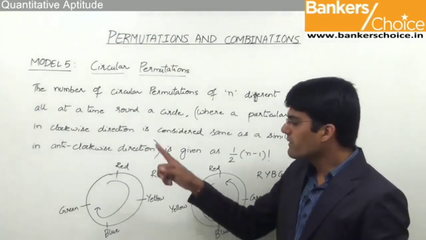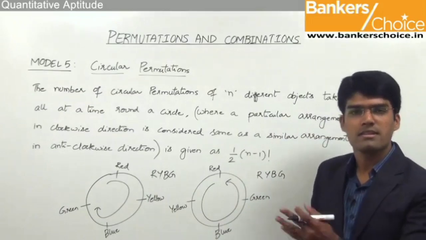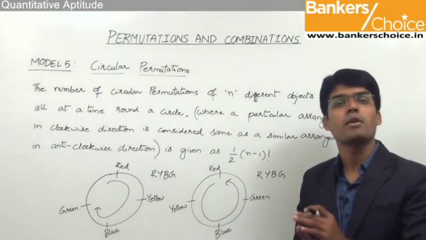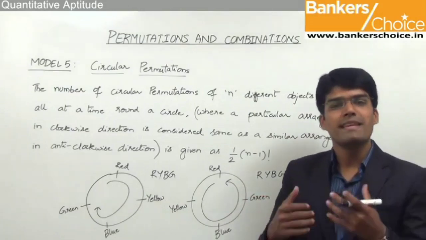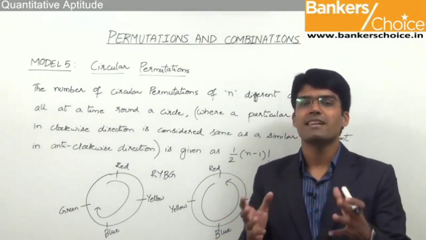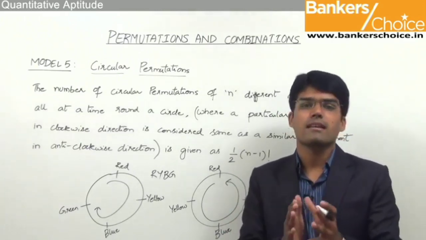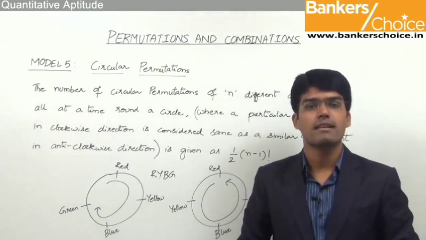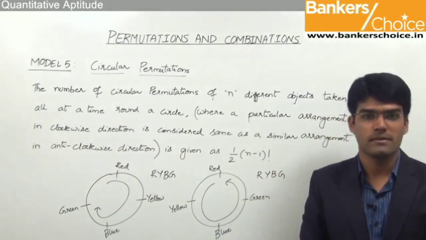So the point here is, whatever is the order in clockwise direction, the same can be obtained in the anti-clockwise direction just by flipping over the bracelet or the necklace. So that is the reason whenever we make a necklace or a bracelet, or let's say a garland using different colored flowers, the clockwise and anti-clockwise arrangements are considered the same. These two cannot be considered as different. So hence the answer should be taken as half of n minus 1 factorial.